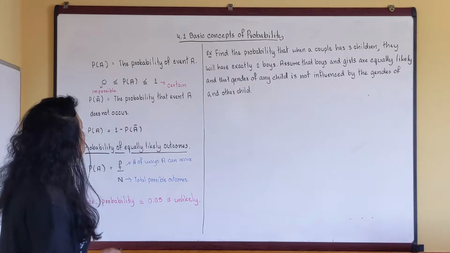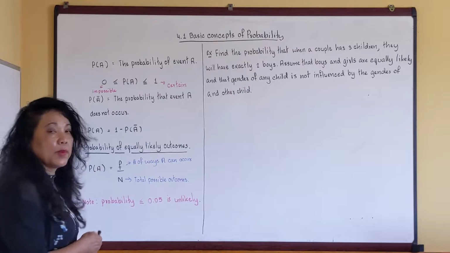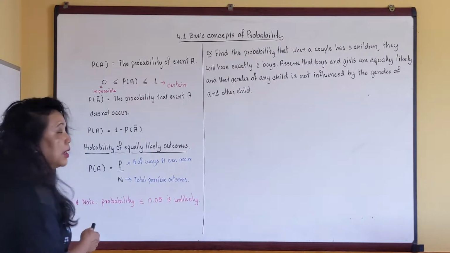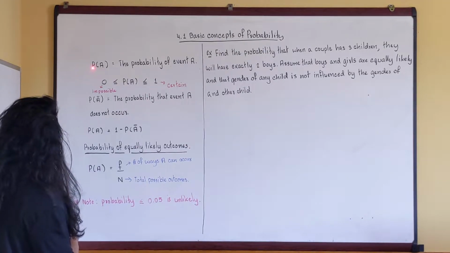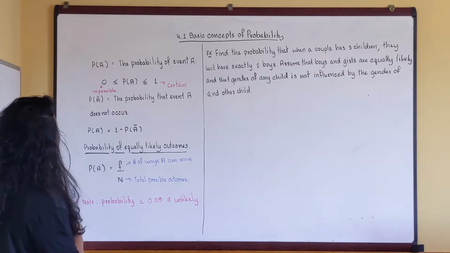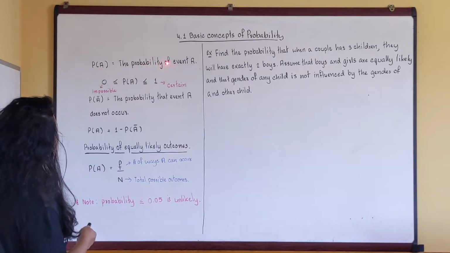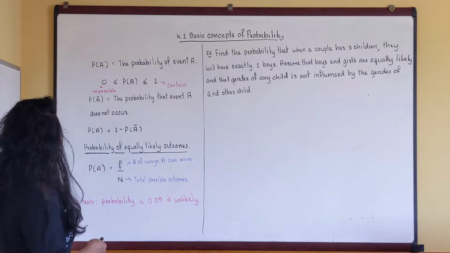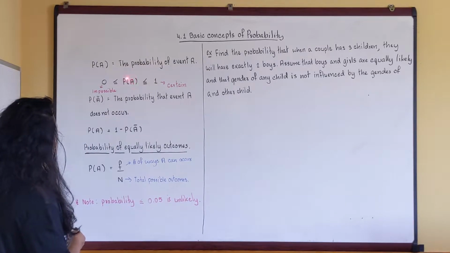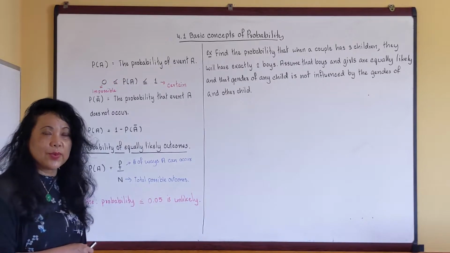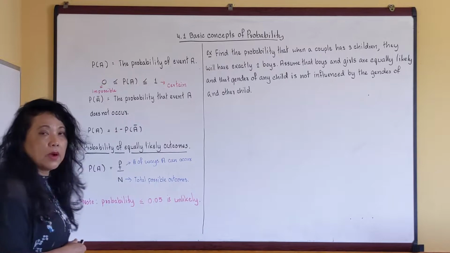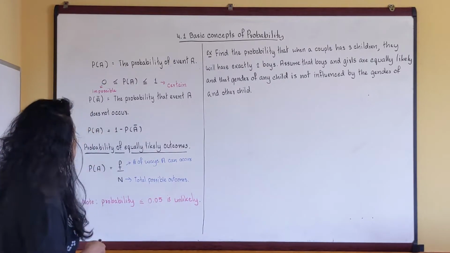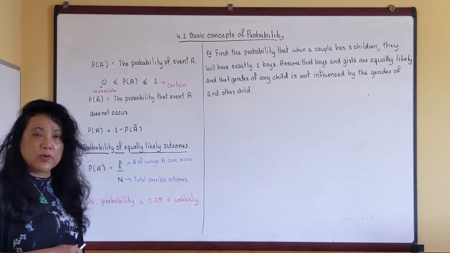But let's look at the first one, the basic concept of probability. So let's go over the notation first. If I have P(A), this represents the probability of event A. The probability of any event is going to be greater than or equal to 0, less than or equal to 1. If it's equal to 0, it means it's impossible. If it's equal to 1, it means for sure it will happen.